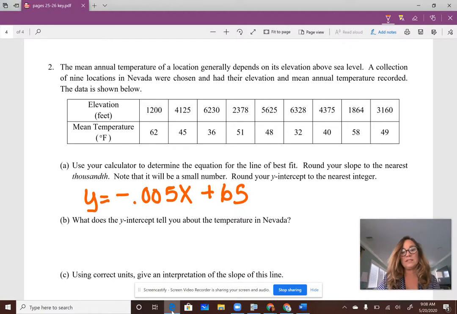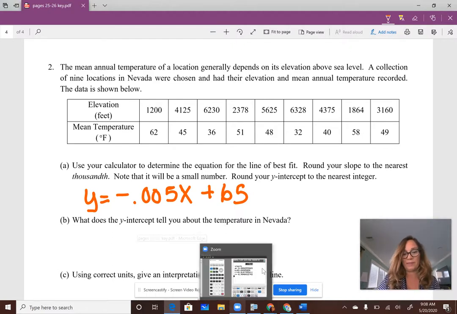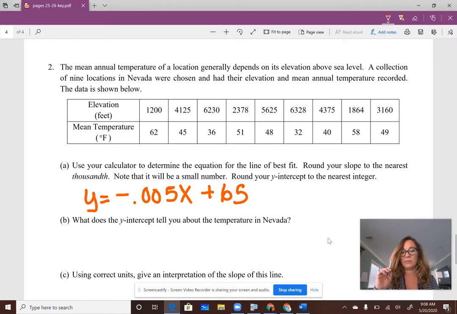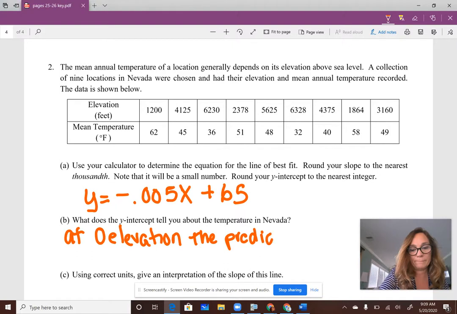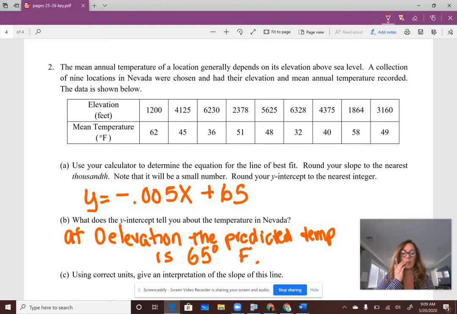Okay, what does the y-intercept tell you about the temperature in Nebraska? So now remember, that's when the x is 0. So basically we're saying that at 0 elevation, and that's sea level, at 0 elevation or sea level, the predicted temperature is 65 degrees, and that's in Fahrenheit.